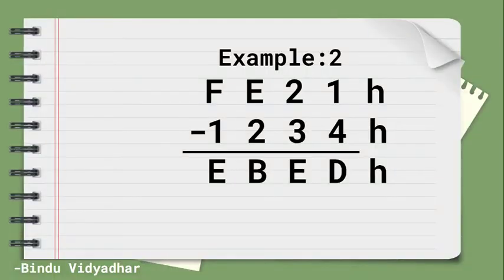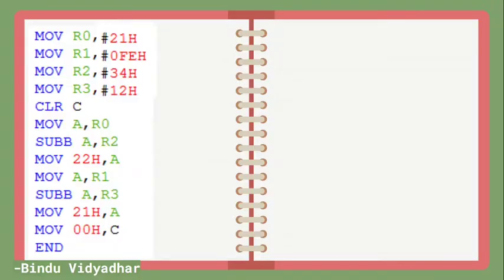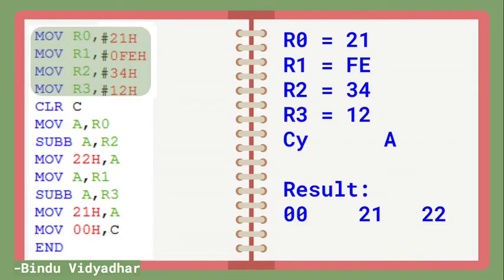I'll take another example to show what happens when the minuend is lesser than the subtrahend. In this case, 21 is lesser than 34, so the result will be ED with a borrow. For the next byte, FE will be decremented by 1 because carry flag is 1 and then 12 is subtracted, giving result EB. The data are changed and loaded into respective registers.